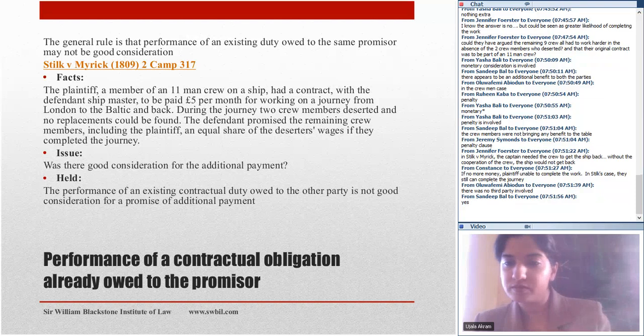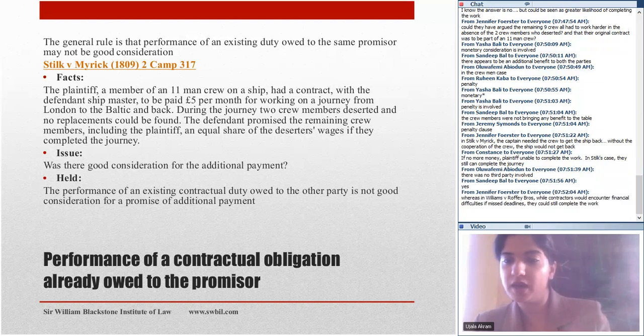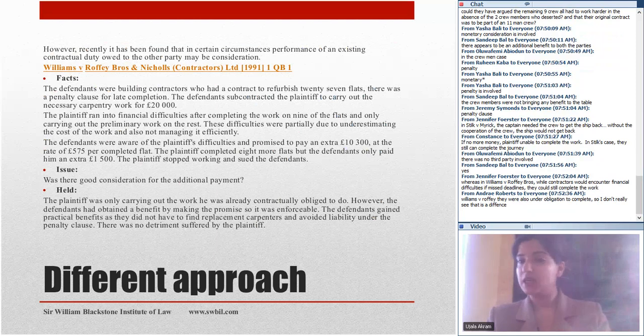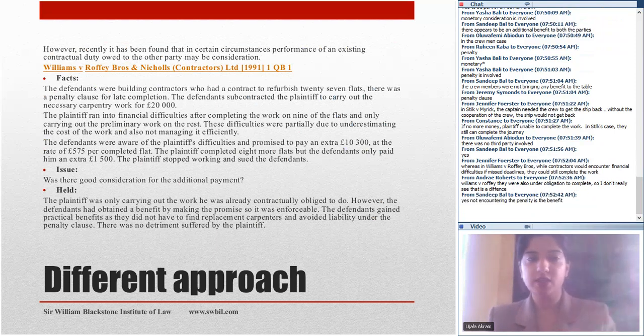Okay, Ruheen is saying that in Roffey Brothers, a penalty is involved. Yasha is also saying a penalty is involved. Okay, penalty clause. So that is the difference between the two cases. In Williams versus Roffey Brothers, there is a penalty clause. So by subcontracting the plaintiff, and by paying them an extra £10,300 to complete the work, they were supposed to avoid that penalty.